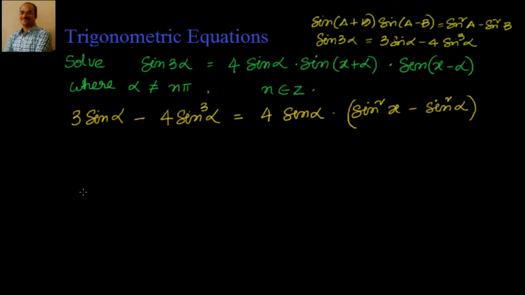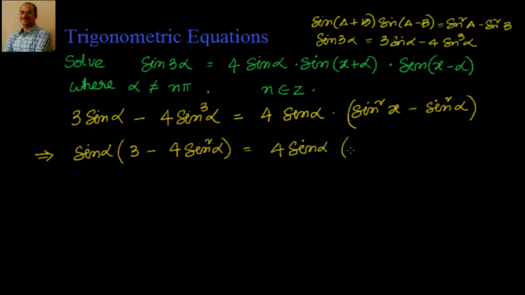Now you can see that I can take sin alpha common here. So I will go ahead and take sin alpha common. If I take sin alpha common, I will have sin alpha into 3 minus 4 sin square alpha, that's nothing but equal to 4 sin alpha into sin square x minus sin square alpha. Now if you divide this whole equation, both left hand side and right hand side, by sin alpha, you will see that sin alpha cancels out.